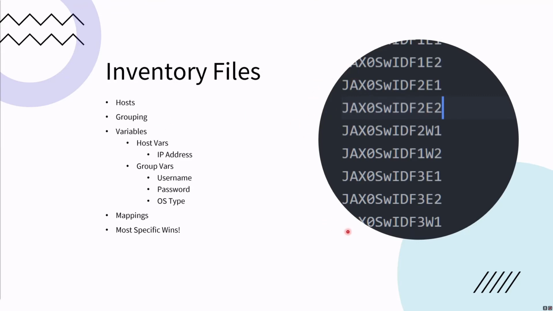You can group your devices together, and then you can define group variables. Group variables would be things such as usernames, passwords, or operating system type that would not change from device to device, and so you can declare those as a group. You can map variable files to hosts in your inventory file. And it is important to know, with as flexible as Ansible is with all of its variables, since you could have variables in multiple places, Ansible takes the most specific variable declaration, and that one will be used as the variable when it makes its connection.